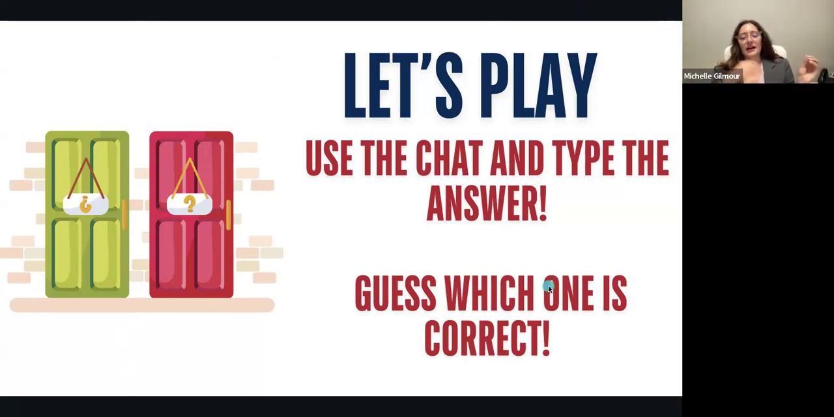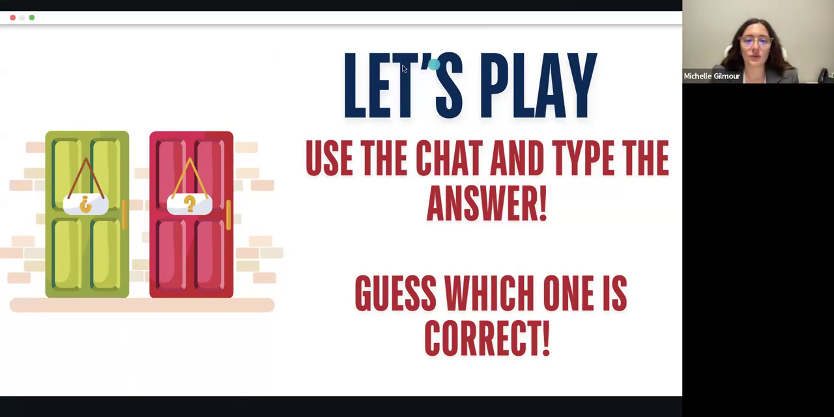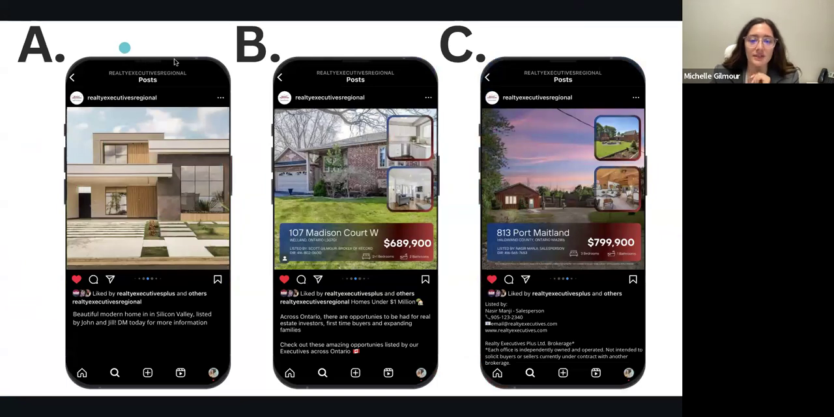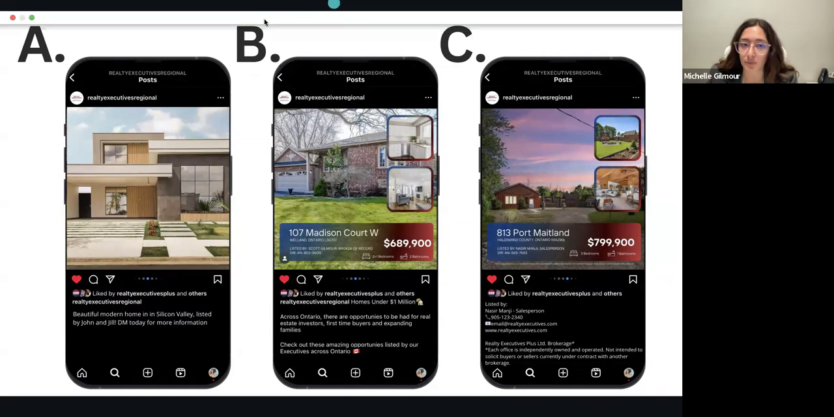So what I'm going to ask is that you use the chat and type your answer on what you think is the correct answer. So for this example, we have A, B, C. We are going to judge this based on if this was a company page. So the name, the trading name and designation of the agent is not in the profile. The name of the brokerage is, and we are marketing a specific property.